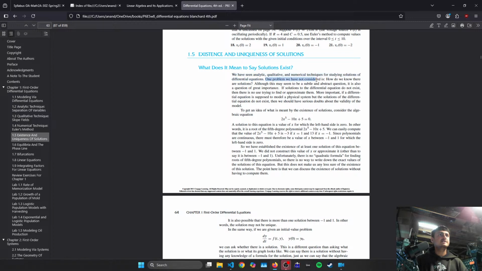One problem we have not considered is, how do we know there are solutions? Although this may seem to be a subtle and abstract question, it is also a question of great importance. If solutions to the differential equation do not exist, then there's no use trying to find or approximate them.